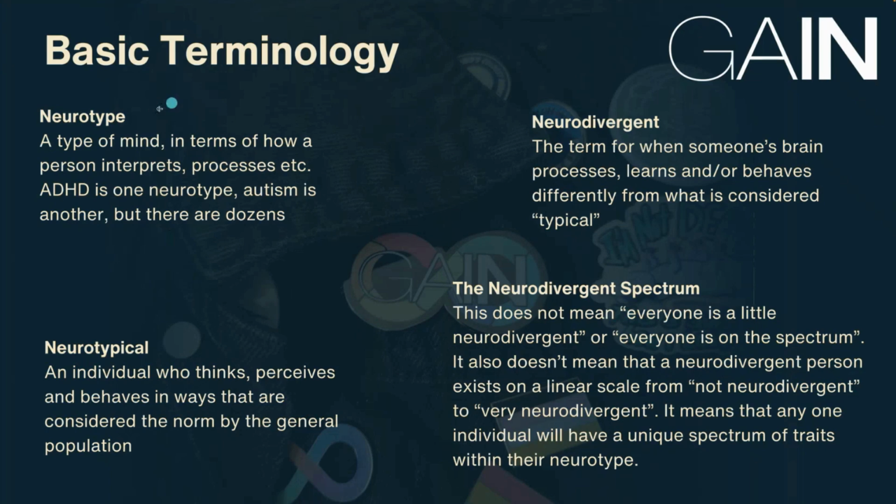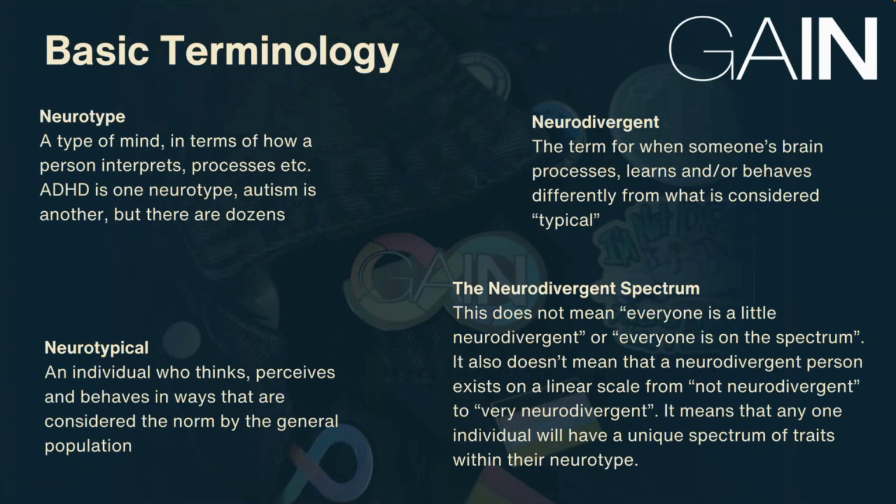Neurotype, over on the left, my apologies for the slide, this refers to a type of mind in terms of how a person interprets and responds to social cues, learning, and work environments. Autism is one neurotype, ADHD is another, and dyslexia is another one. And then spectrum down in the bottom right here. This does not mean that everyone is a little bit neurodivergent.